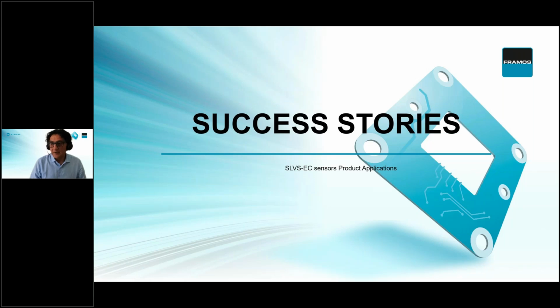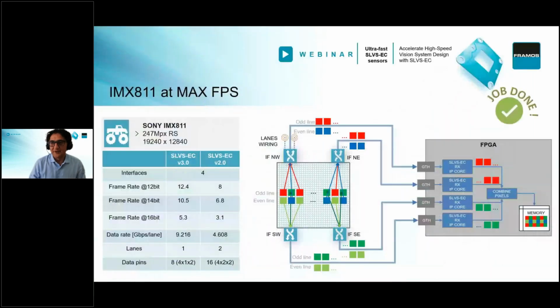So now I will show you some examples. Here is IMX811. This is a huge image sensor, a different scenario from 925. It is 24/7 megapixel, a very big image sensor, and even the frame rate is very high. SLVS-EC is the only way to transmit data out of this sensor, and this sensor is even more complex because it is so big that it has 4 different interfaces. So not only 1, but 4.